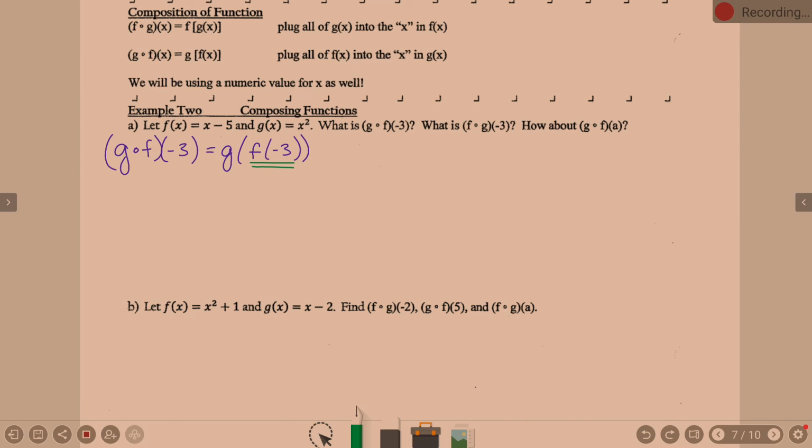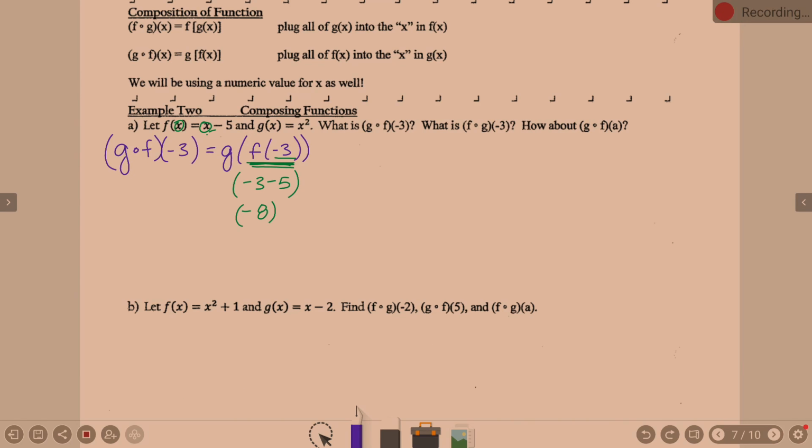Do you know what it means to find f of negative 3? What are you going to do? You're going to take negative 3 and put it where? For x in the f equation. What is the f equation? x minus 5. What am I going to do instead of x, though? Negative 3 minus 5. What is negative 3 minus 5? Negative 8. Now, that replaces f of negative 3, yes?